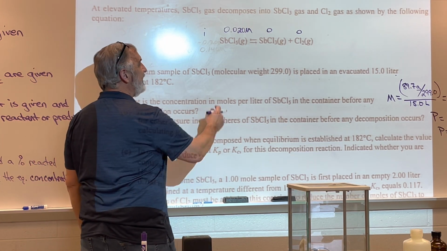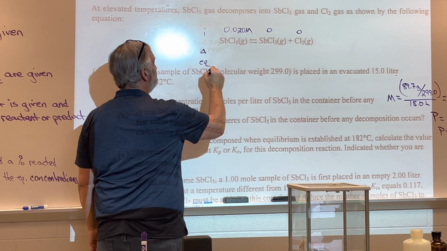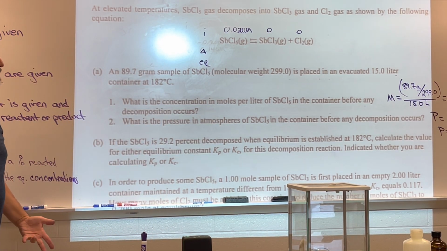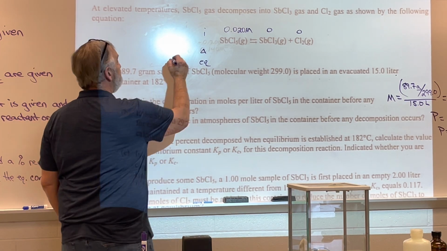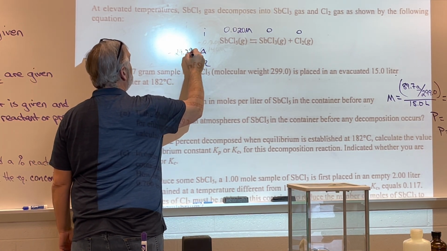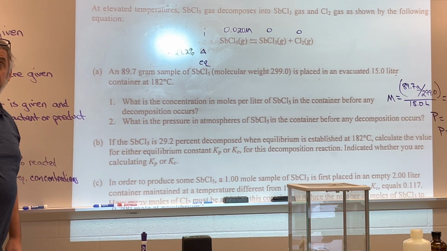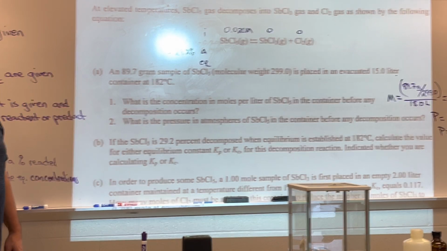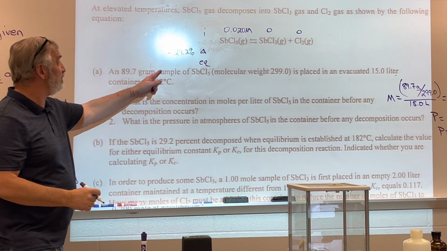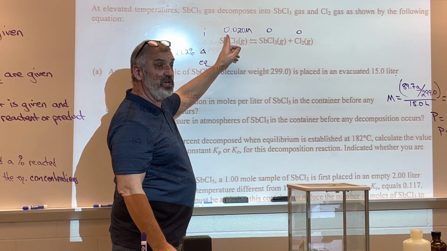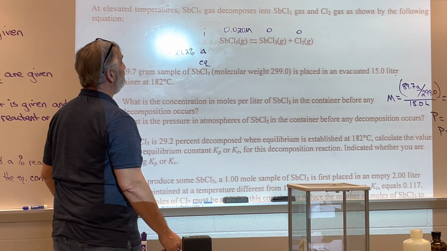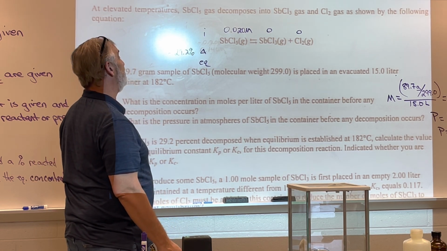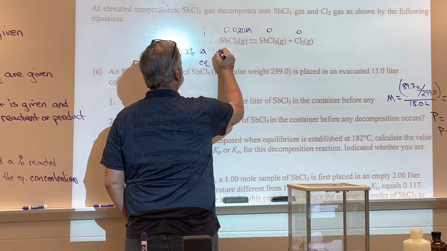Again, if I'm going to calculate K, I have to know all of these at equilibrium. So I have to have some way of knowing my change. Well, my change is going to be how much? 29.2% decomposed. So it's going to be minus 29.2%. 29.2% of what? 0.02. 29.2% of the initial amount. 29.2% of 0.02, where "of" means times, is how much reacted. So that's going to end up being 0.00584.